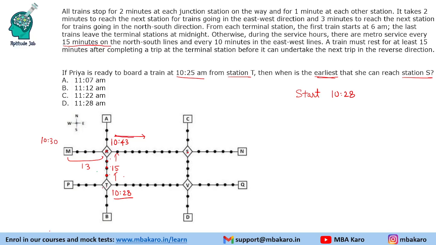Now we need to find the travel time from this point till this point. So we have 1, 2, 3, 4, 5, 6, 7, 8, 9, and 10 stations. So 10 stations here. So at 10:43, she is going in this direction. 10 stations means 20 minutes, plus there are 9 intermediate stations, plus 9. So she will need 29 more minutes, and that means the time will be 11:12 a.m. So she will reach this point at 11:12 a.m.